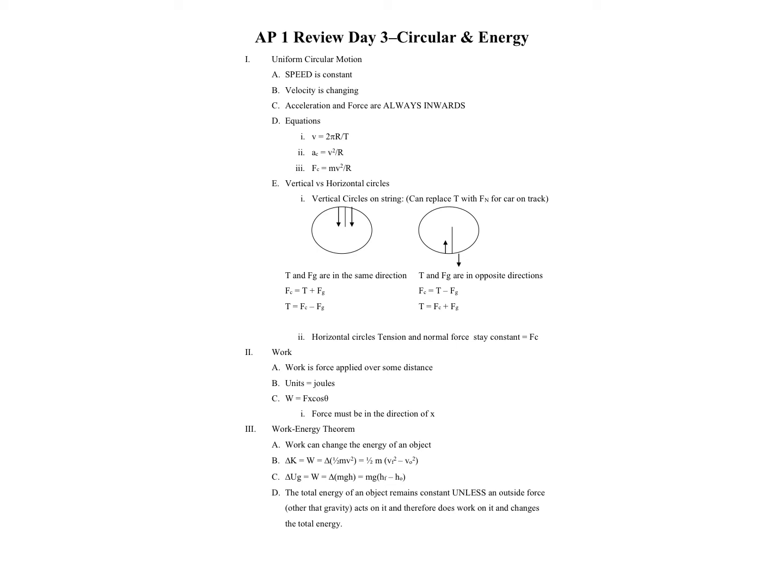Okay, we're going to do review day 3, and we're just talking about circular motion, UCM, and energy. So uniform circular motion, UCM, I say it right, I can't write it right, UCM, means that the speed is constant. If it doesn't say the speed is constant, or it doesn't say uniform circular motion, you can't assume the speed is constant. However, I would say 90% of your problems, you are going at a constant speed.